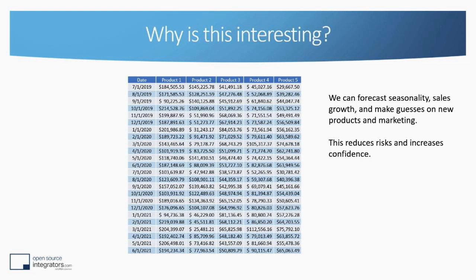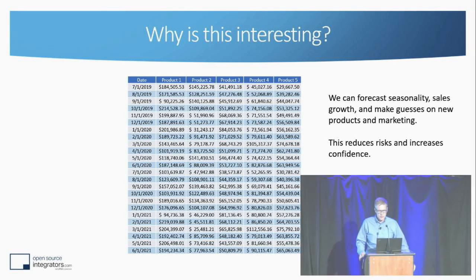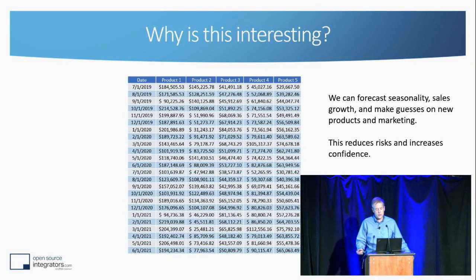This is some raw numbers here, but we actually were able to do some forecasting based on seasonality, sales growth, and it allowed us to also make some educated guesses on new products as well as marketing. By doing this, we are able to take out not all the risk, but a lot of the risk, and it feels like a more mature company and more mature process by going with this predictive approach.